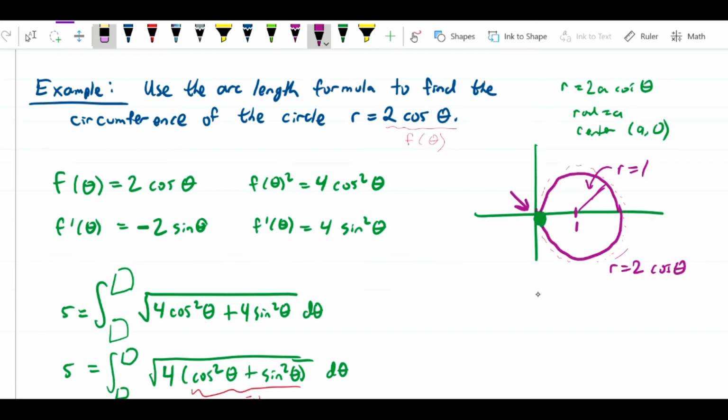So if you think about it, what happens, in fact, I can sort of make a chart here where I write theta and r. If I put negative pi over 2, r, which is going to be 2 times the cosine of negative pi over 2, or 2 times 0, is going to give me 0. At pi over 2, r is also going to be 0. At theta equals 0, r is going to be 2. In other words, let me put in a blue dot here.